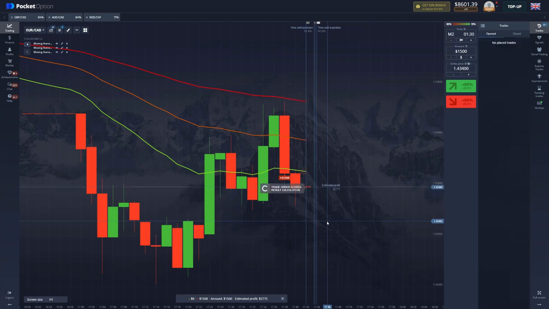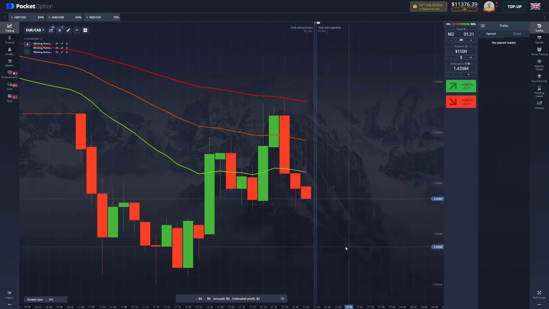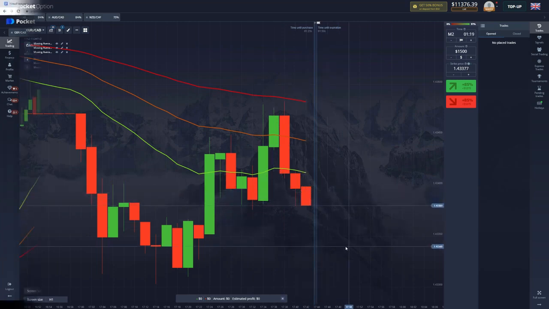As you can see guys, we have successfully secured our option and the next candle continues the downtrend as predicted. However, I can see a better situation on one of our other pairs. So let's go ahead and switch there.